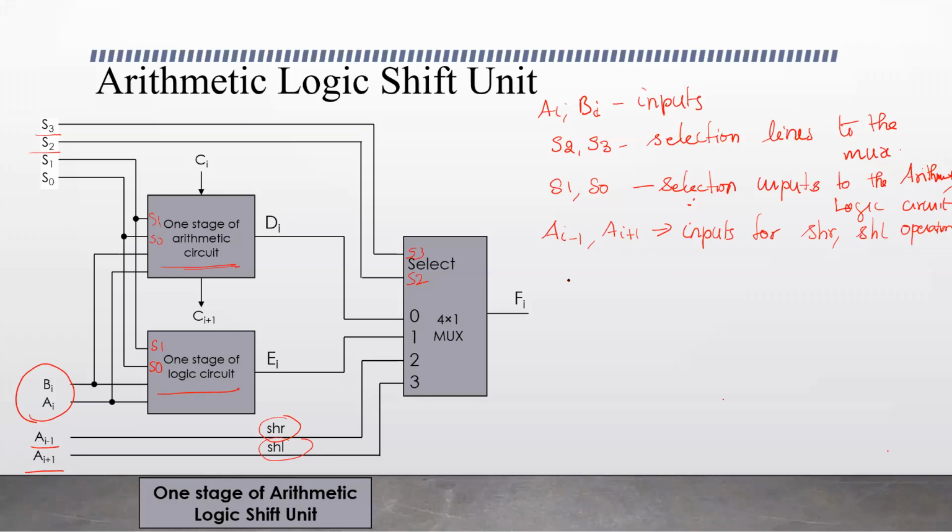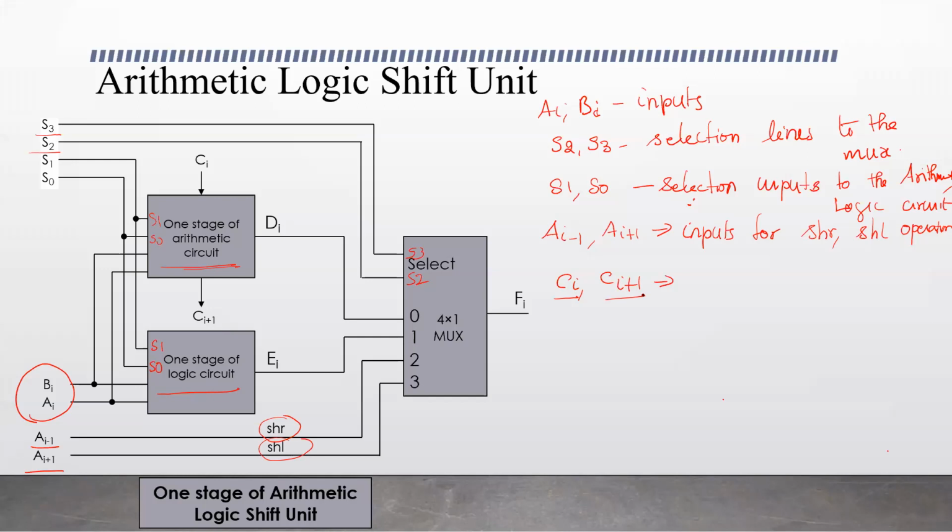And there are two other inputs, CI and CI plus 1. CI and CI plus 1 are the carry input and carry output for performing arithmetic operations. The full adder is used to add the two binary numbers and the third number, the carry input. So CI is the carry input, and CI plus 1 is the carry output.